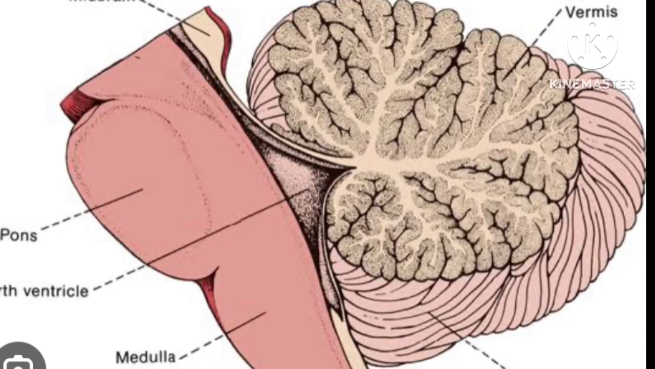In sagittal section, we can see the highly folded area, the outer cortex and inner white matter. In sagittal section, it gives an appearance like a tree. It is known as the arbor vitae cerebelli.